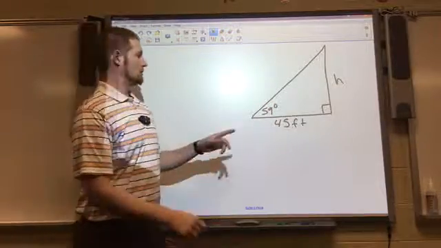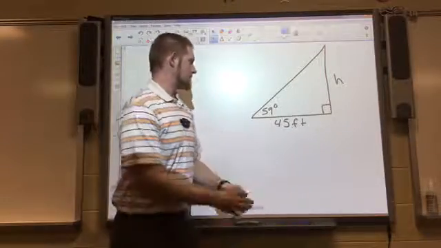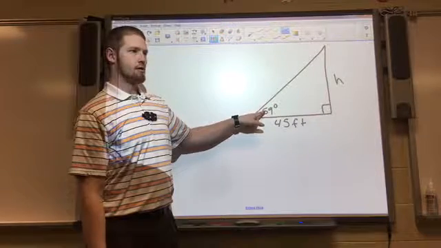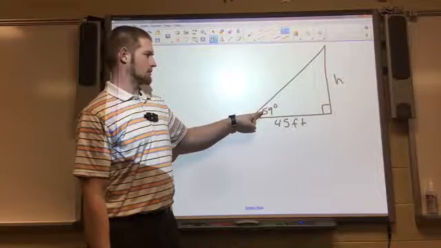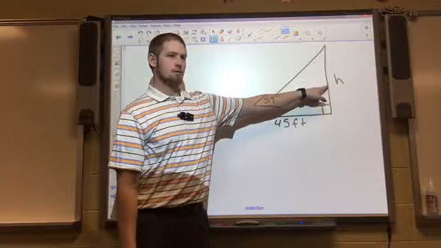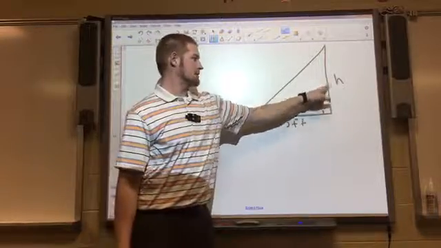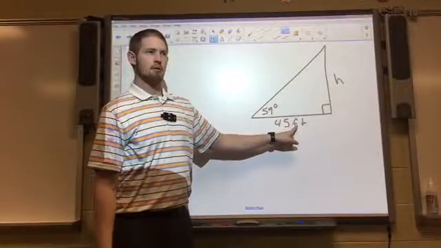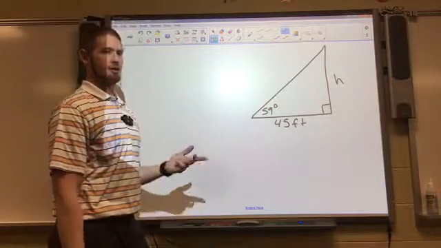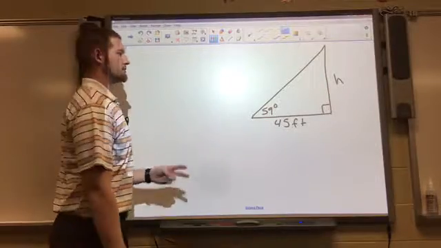Okay. Now, just always use the angle they give you. It'll be easier that way. So they give you this 59 degrees. From that angle, what sides do you know? Well, H is opposite, adjacent, or hypotenuse? H is opposite. 45 is adjacent. So which function do we know that uses the opposite and the adjacent? My tangent. Okay, so that's how you're going to have to look at that.